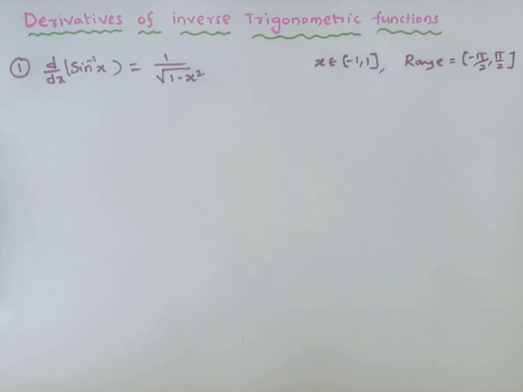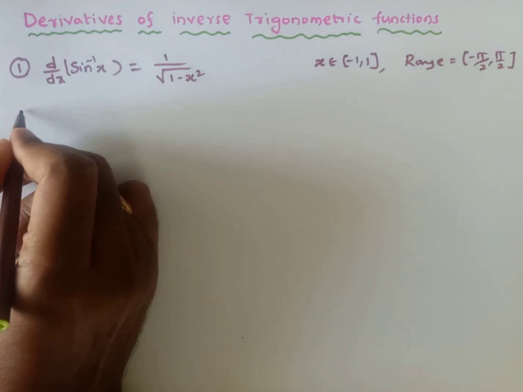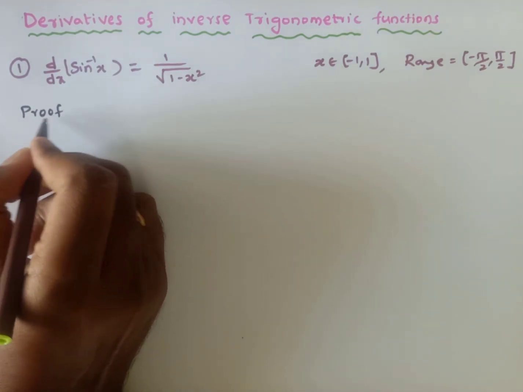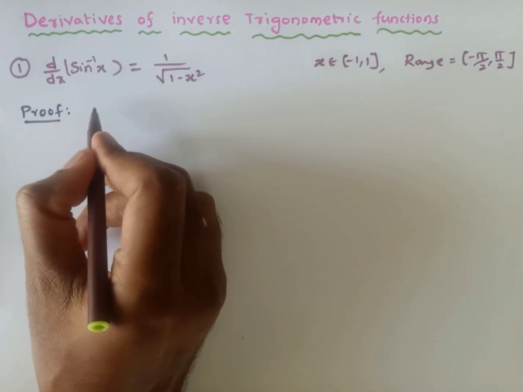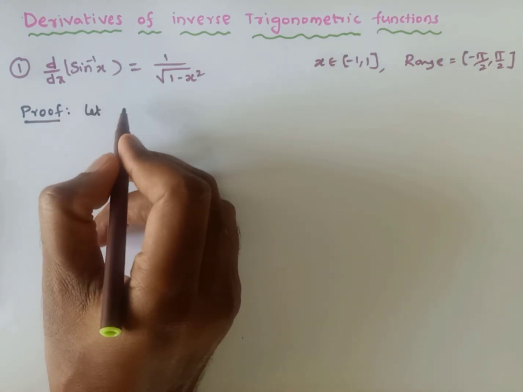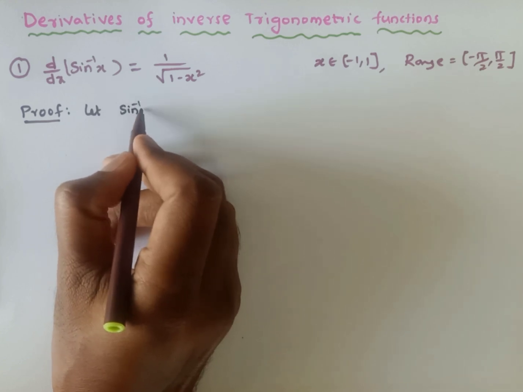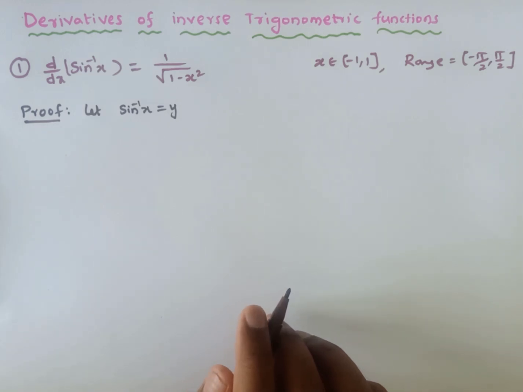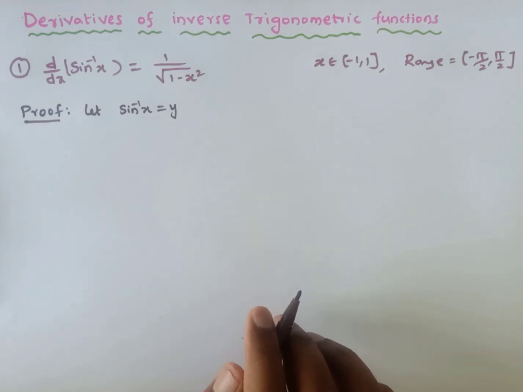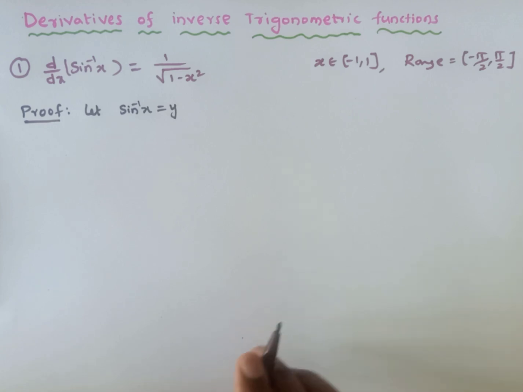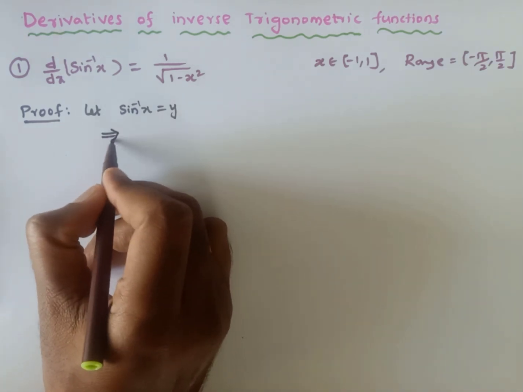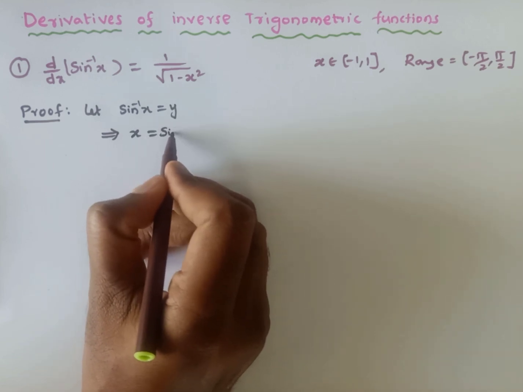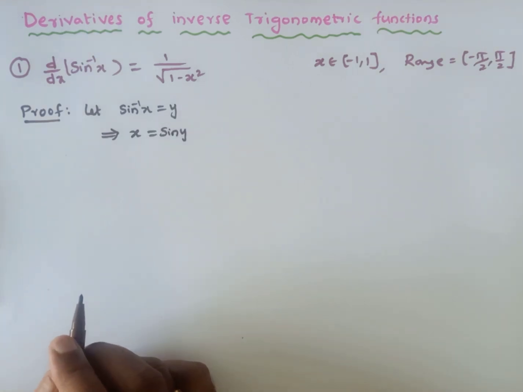So now we have to show that the derivative of sine inverse x is 1 by root of 1 minus x square. Now see the proof for this. Let the given inverse trigonometric function, sine inverse of x, be y. As we know, if sine inverse of x equals theta, then x equals sine theta by the definition of inverse trigonometric function. Similarly, here we can express this as x equals sine y.